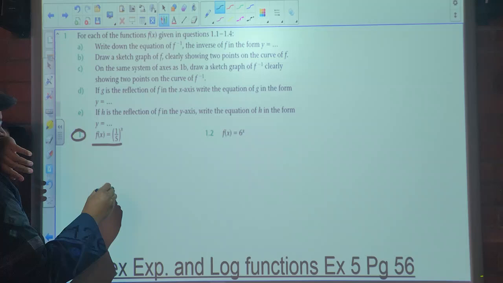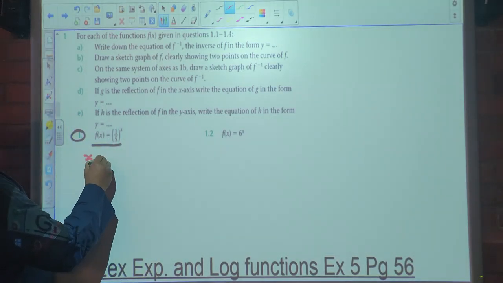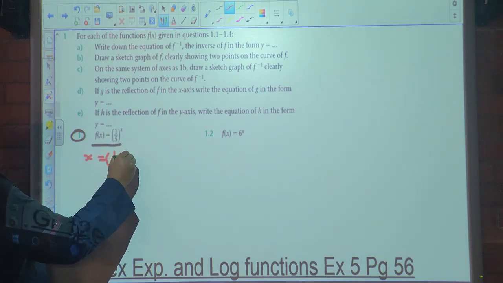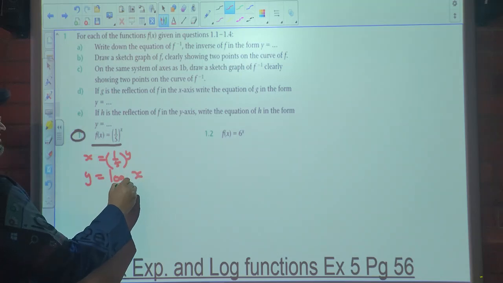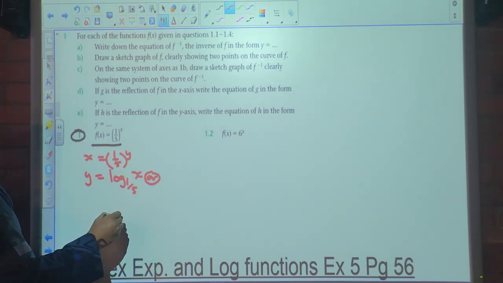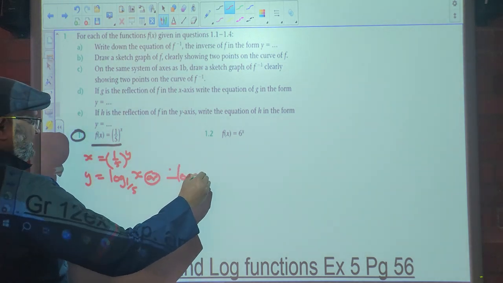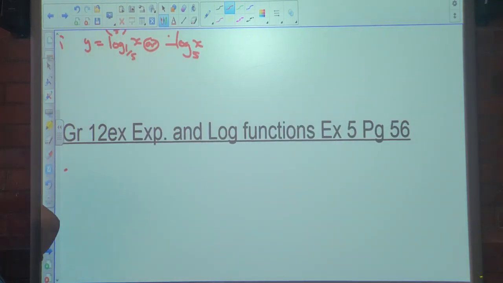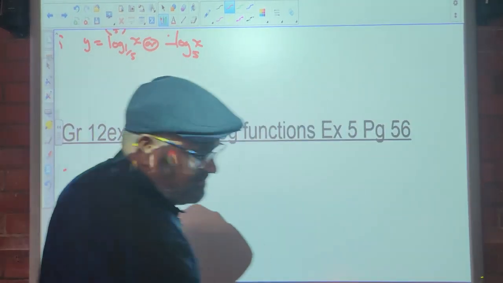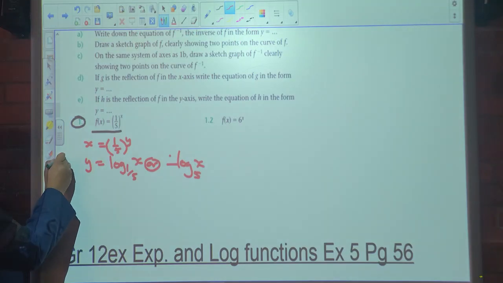So what do we do? We interchange x and y, not so? So we say x is equal to 1 over 5 to the y. So y is equal to log x base a fifth, or it could also be written as negative log x base 5. We spoke about that already. This is for the inverse of f. That is f to the minus 1.